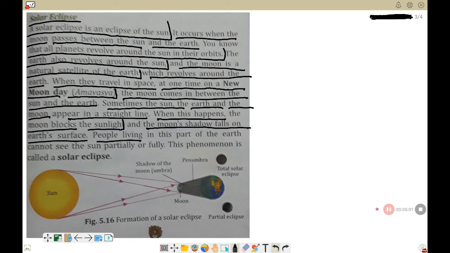So people living in this part of the earth cannot see the sun partially or fully. This phenomenon is known as solar eclipse. Here you can see figure number 5.16, that is formation of solar eclipse.